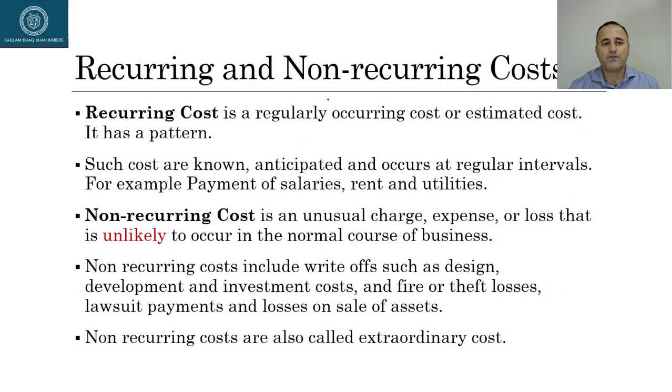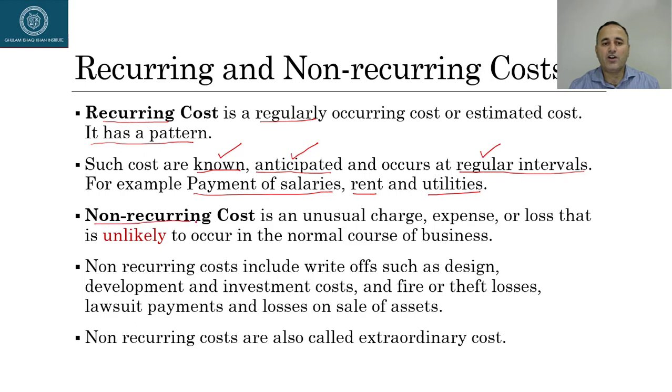Recurring and non-recurring cost. Recurring cost is a regular cost, and it has a pattern. It's recurring all the time, that's why it's regular and it has a pattern. These costs are known. You can easily anticipate them, and they also occur at regular intervals. For example, payment of salaries: you pay your employees, let's say, once a month. You pay rents on a monthly basis, and you also pay utilities on a monthly basis. As you can see, most of the time these costs are known, you can easily anticipate them, and they occur at regular intervals.